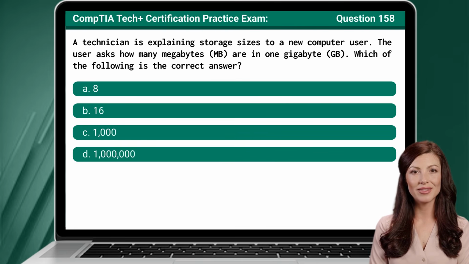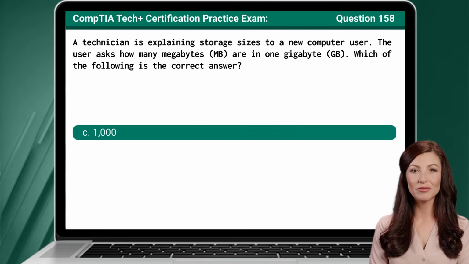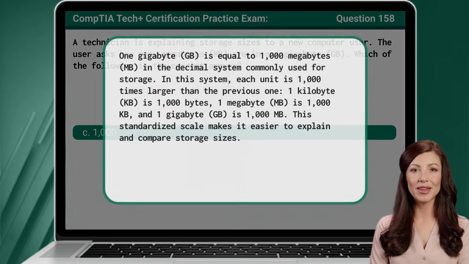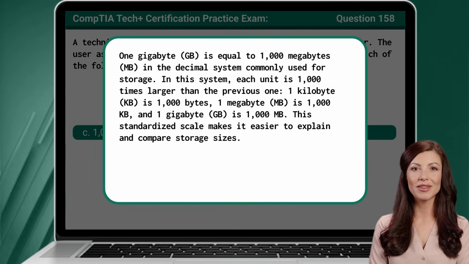The answer is C. 1000. 1 gigabyte is equal to 1000 megabytes in the decimal system commonly used for storage. In this system, each unit is 1000 times larger than the previous one. 1 kilobyte is 1000 bytes, 1 megabyte is 1000 kilobytes, and 1 gigabyte is 1000 megabytes. This standardized scale makes it easier to explain and compare storage sizes.